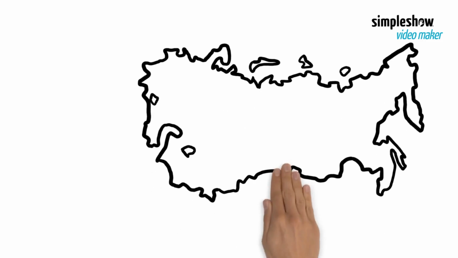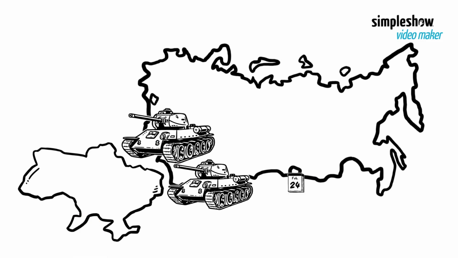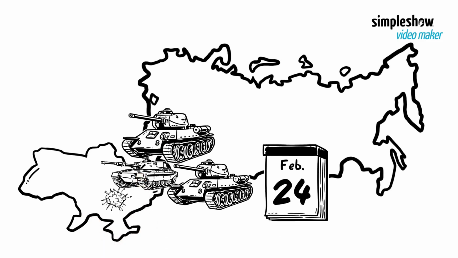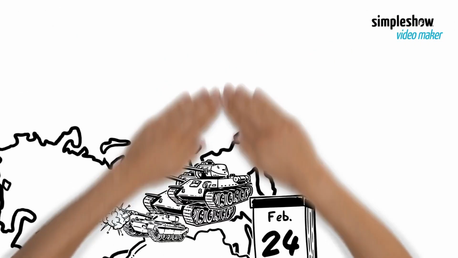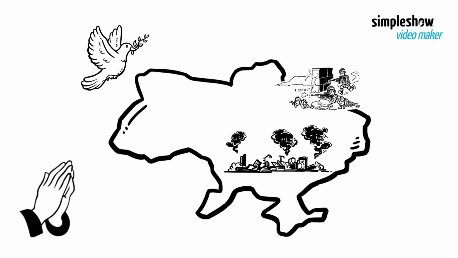In late 2021, Russia began a military buildup along its border with Ukraine, and in February 2022, Russia invaded Ukraine. Hopefully, a peaceful solution can quickly be found for the conflict that continues to ravage Ukraine since this invasion.